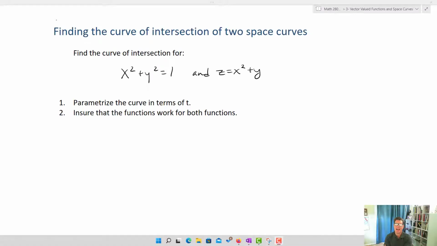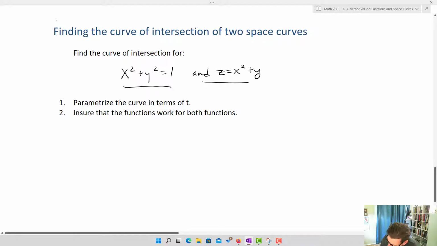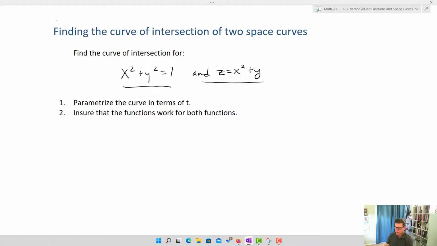One of the other skills that we might need is to find the curve of intersection for two space curves. That is, if we have, for example in this case, a cylinder and a surface, z equals x squared plus y, what is their curve of intersection? Like, where do they intersect? It could be a line segment, it could be an entire curve. And what we're interested in is figuring out what that is in terms of t. So we're going to parametrize the curves in terms of t, and then we just want to make sure that the functions work for both. If we constructed them correctly, we're going to get both functions in terms of this t, and so that means that they must be their intersections.